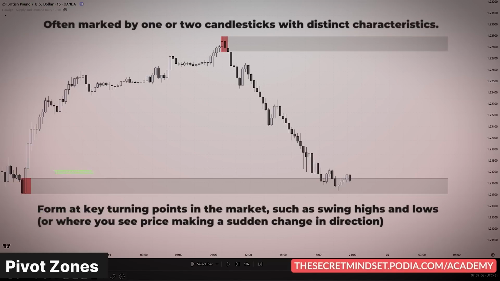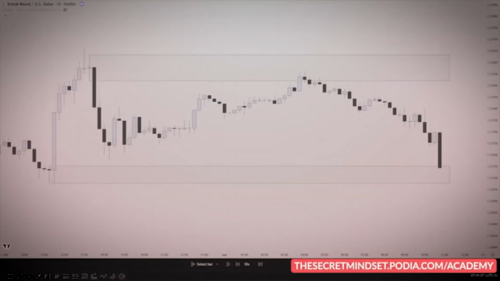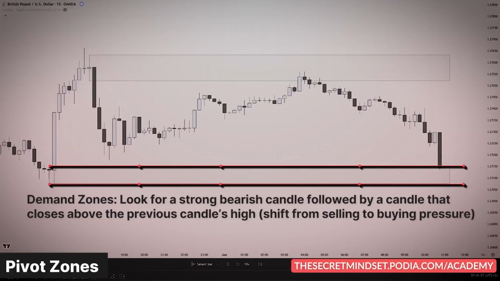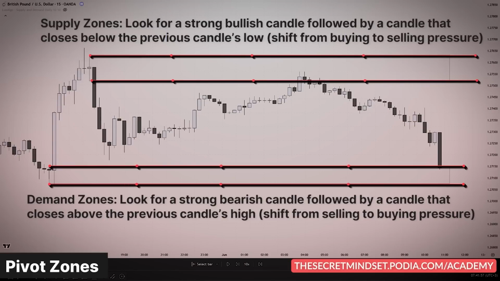They are often marked by 1 or 2 candlesticks with distinct characteristics. For a potential demand zone, you want to look for a strong bearish candle where the next candle closes back above its high, signaling a shift from selling pressure to buying pressure. For a supply zone, you are watching for a strong bullish candle where the next candle closes below its low, indicating a shift from buying to selling.